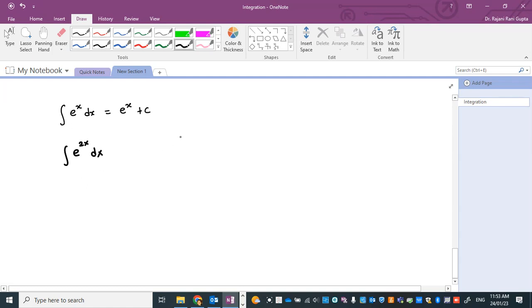Or suppose we have the integral of e power say x minus 3 dx. Then in this case, how do we work? So it again depends upon this main rule. To solve such kind of questions, we use the method of integration by substitution.